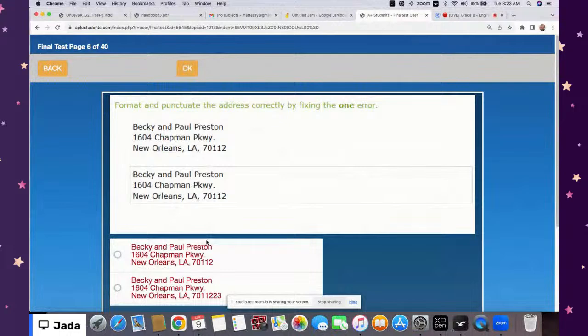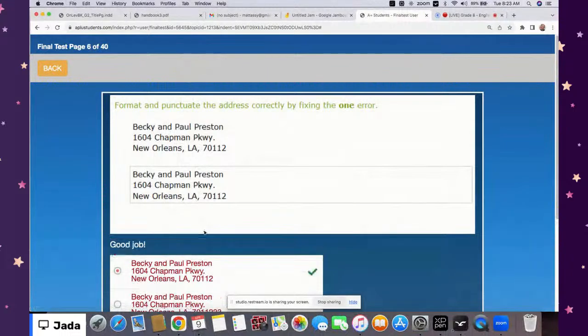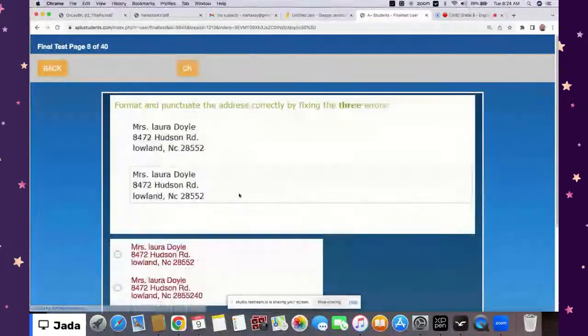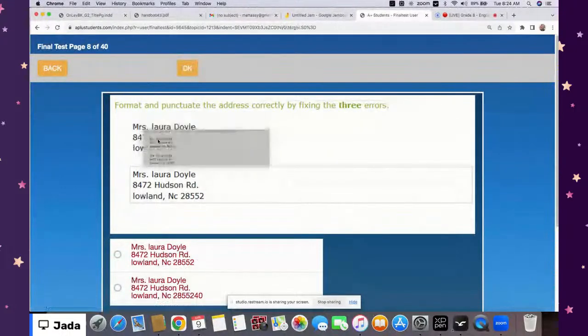Then, okay. LA, you don't need to put a comma there. You need to take down the comma after the LA. Then Mrs. Leah, M shouldn't be in small letters. You need to capitalize that. And then what else? It's just one error. Yeah. Laura, L shouldn't be in small letters. You need to capitalize Laurel.